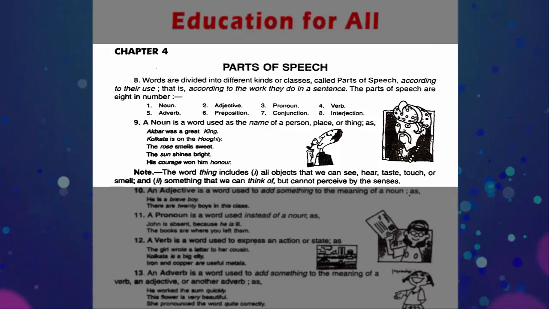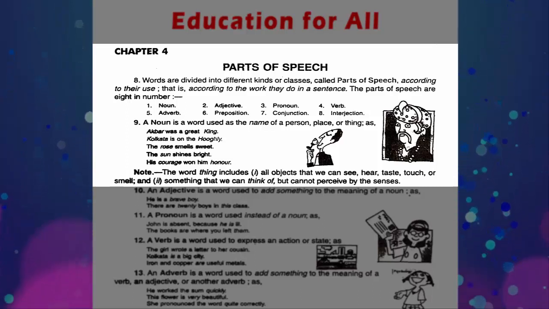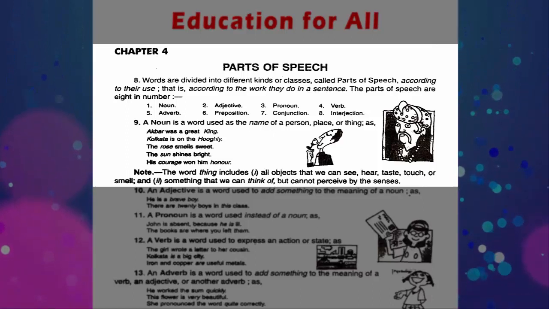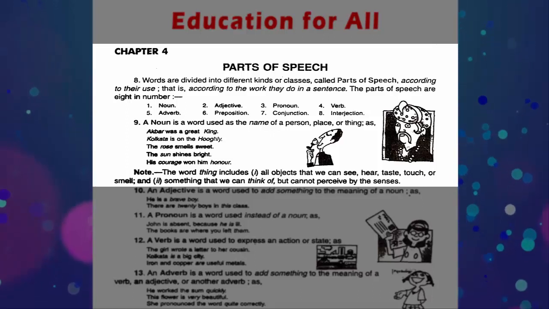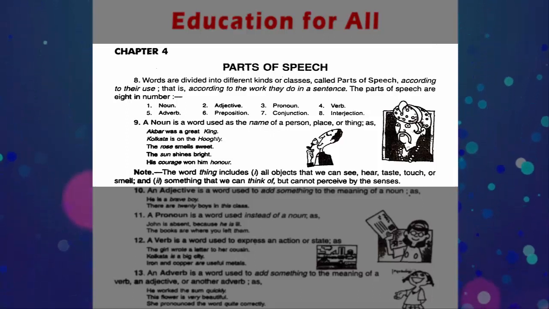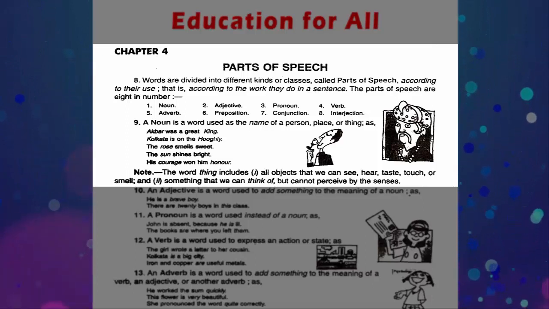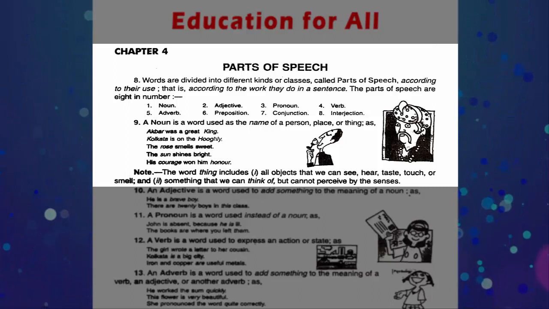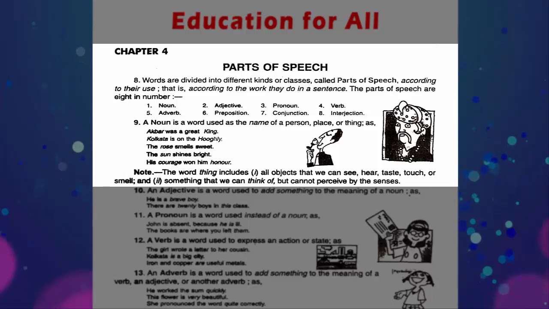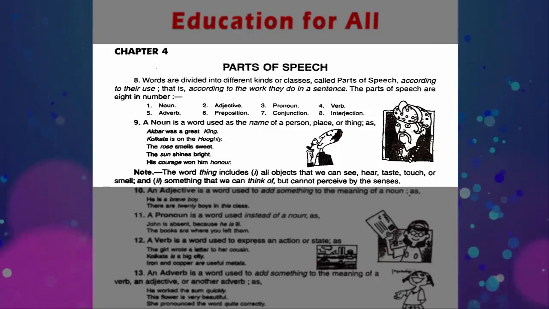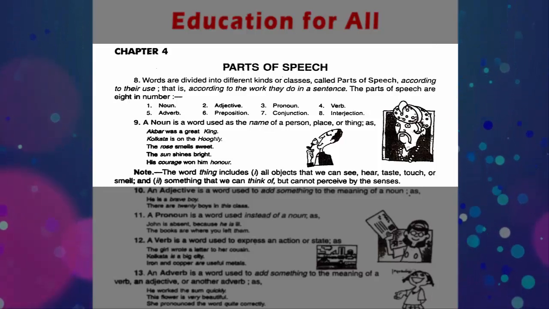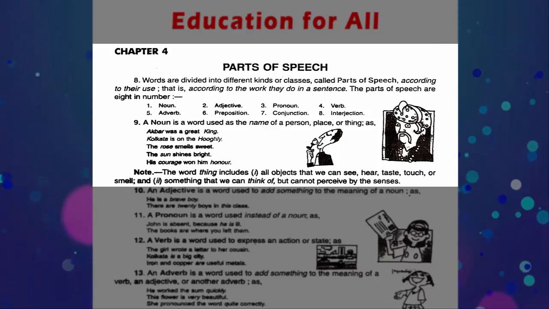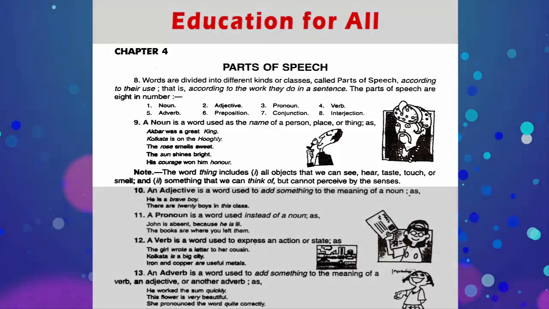As, Akbar was a great king. Kolkata is on the Hooghly. The rose smells sweet. The sun shines bright. His courage won him honor. Note: the word thing includes all objects that we can see, hear, taste, touch, or smell, and something that we can think of, but cannot perceive by the senses.